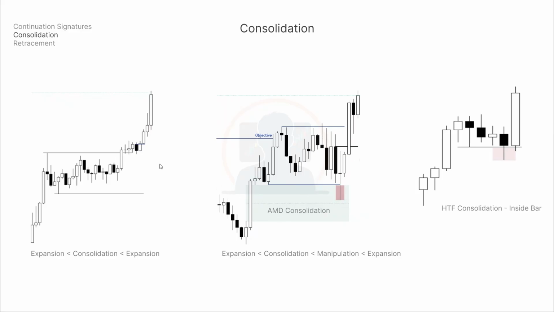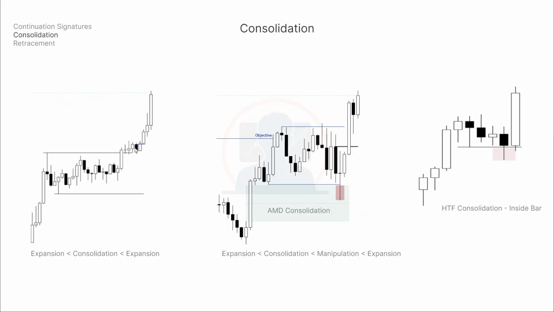Now let's look at how we can trade this consolidation where the market expands without manipulating the opposite side of the range. First, the only way we can trust that this consolidation has ended is when the market failed to manipulate this high by breaking outside of the range. Now we wait for a continuation signature to form.